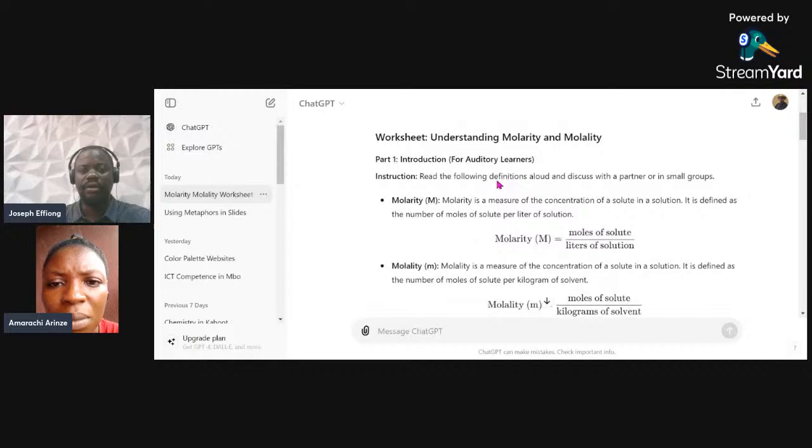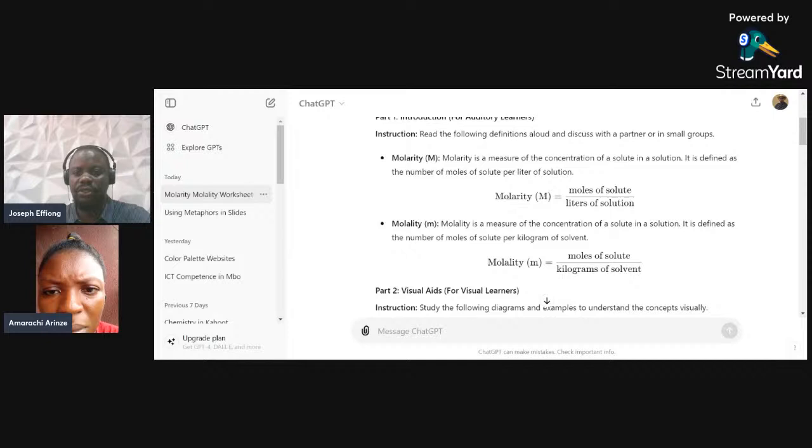Part 1 for auditory learners. Instruction: read the following definitions aloud and discuss with a partner or in small groups. Molarity, M. Molarity is the measure of the concentration of a solute in a solution. It is defined as the number of moles of solute per liter.